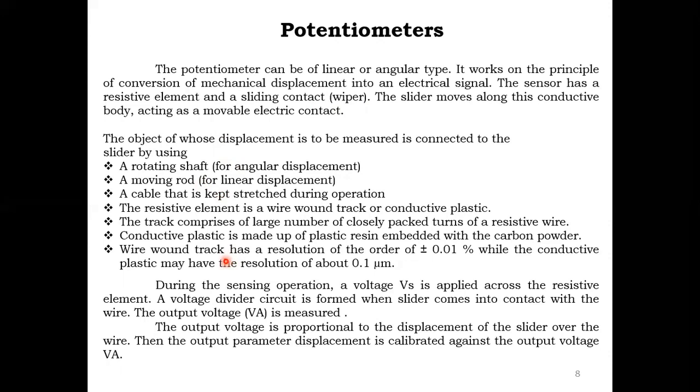A cable is kept stretched during operation. The resistive element is a wire-wound track or a conductive plastic. During the sensing operation, a voltage Vs is applied across the resistive element. A voltage divider circuit is formed when the slider comes into contact with the wire, so the output voltage Va is measured. The output voltage is proportional to the displacement of the slider over the wire. The output parameter, displacement, is calibrated against the output voltage Va.